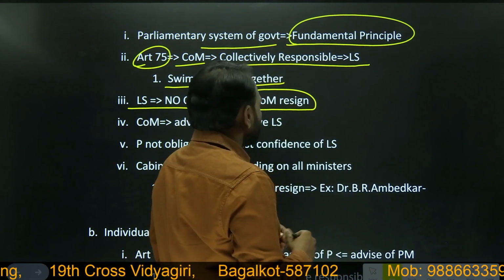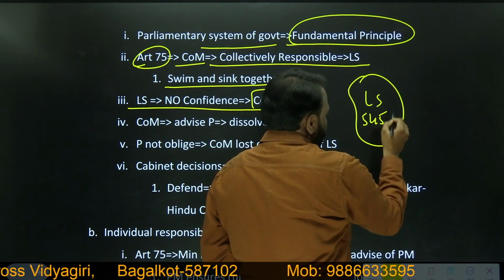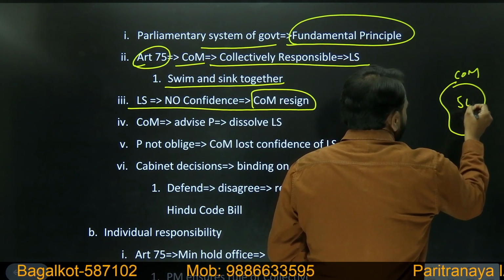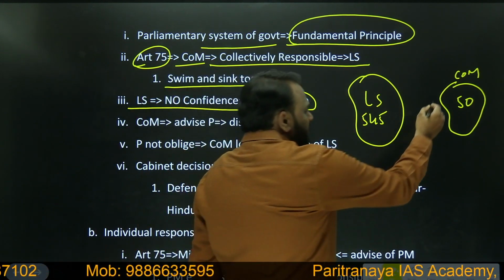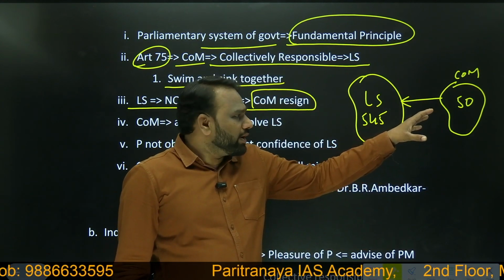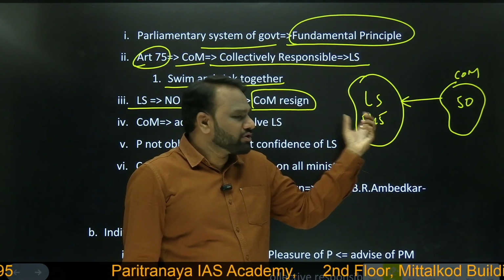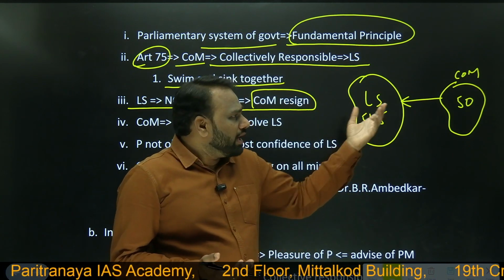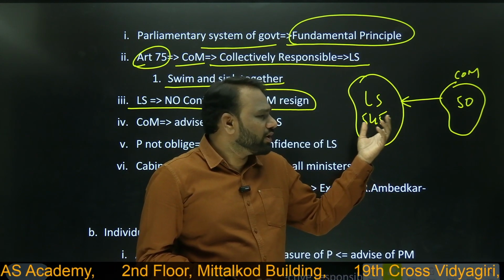Now we have Lok Sabha with 545 members. Next we have Council of Ministers, 50 members. Now these 50 members are responsible to Lok Sabha. It means they have to work according to the wishes of Lok Sabha. If they are not working according to the wishes of Lok Sabha, then Lok Sabha can remove them. Generally we use the term that Council of Ministers enjoy the confidence of Lok Sabha.